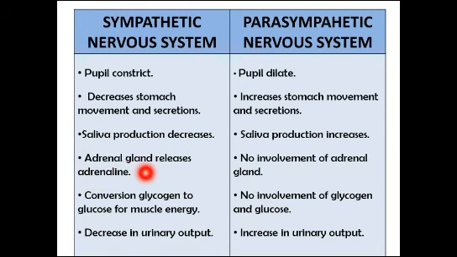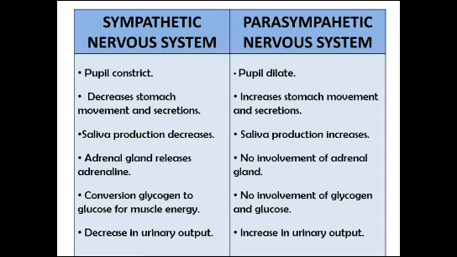Then we come on to the adrenal glands. Adrenal glands, you all know, are located on the two kidneys. So they release adrenaline when the sympathetic system gets activated. Adrenaline is a hormone that is released by the adrenal glands. So during the condition of stress, adrenaline and noradrenaline are known as emergency hormones or fight or flight hormones. These two are released when this system gets activated. Whereas in the parasympathetic system, there is no involvement of the adrenal gland.